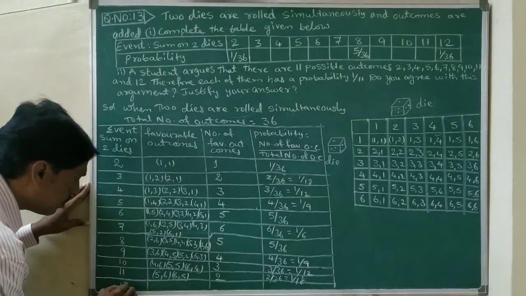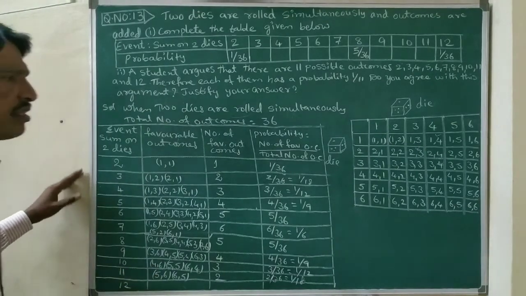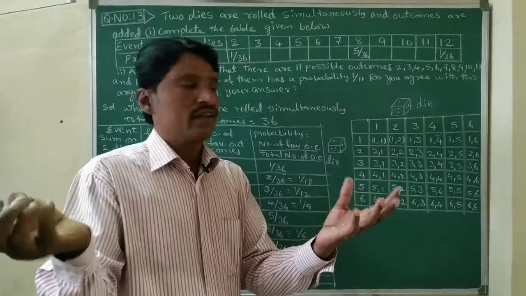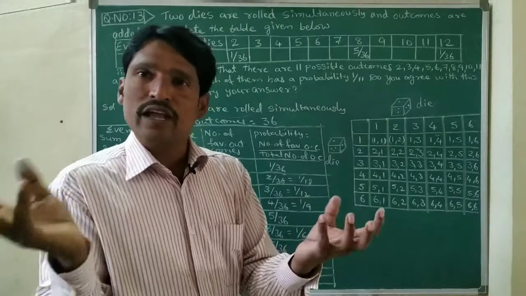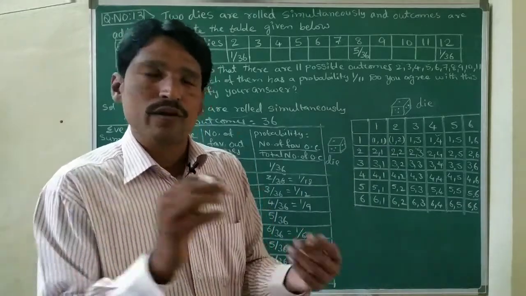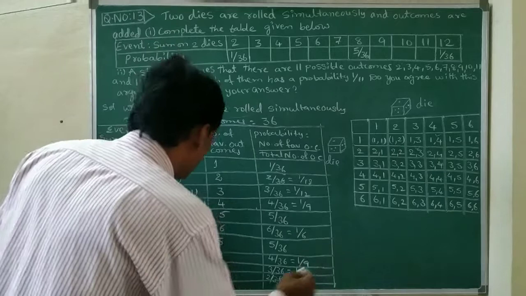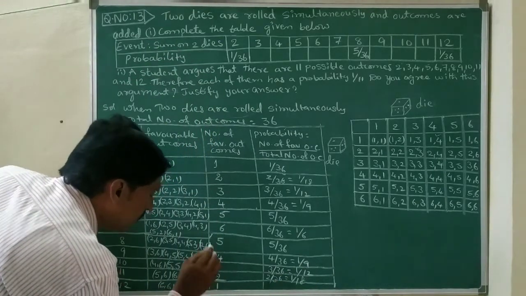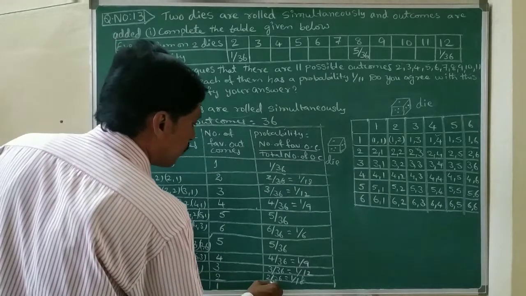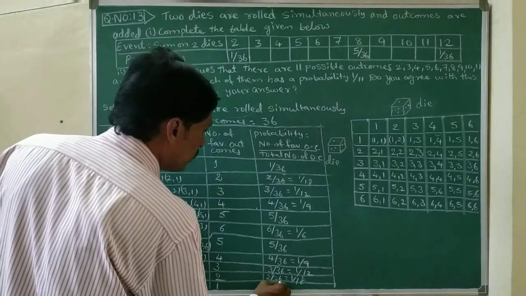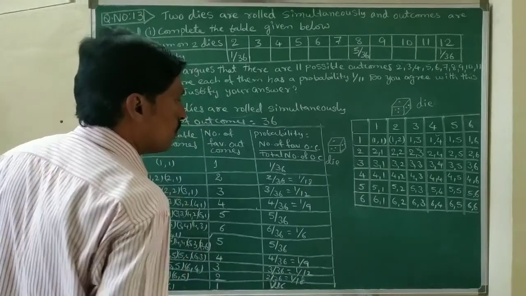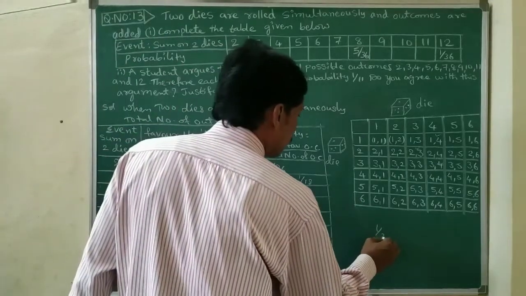Lastly it is 12. So 12 means just 6 plus 6, with 6 on this die and 6 on the other also. Adding both, only then can we get 12. So only 6 comma 6. That is only one possibility, so the probability is 1 by 36. I am writing it here.